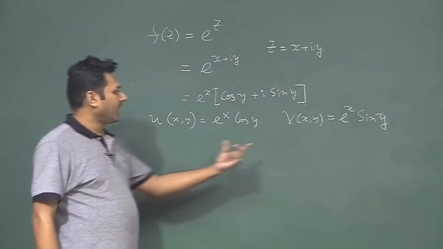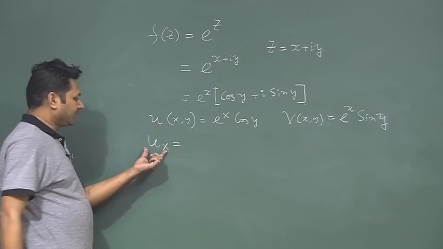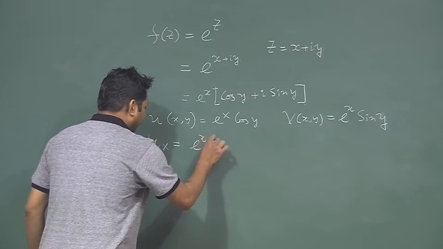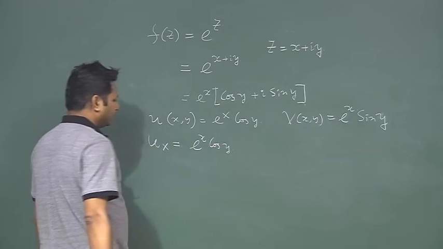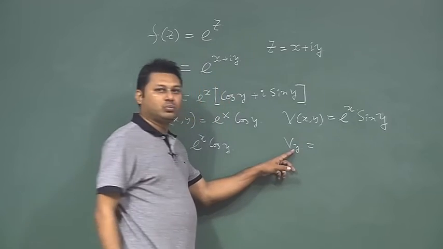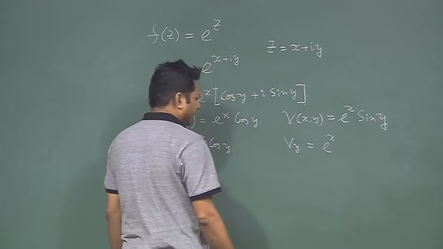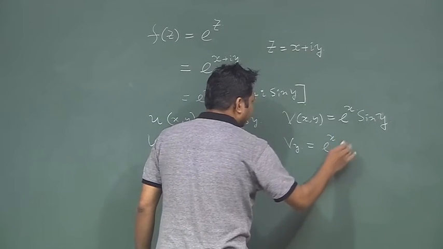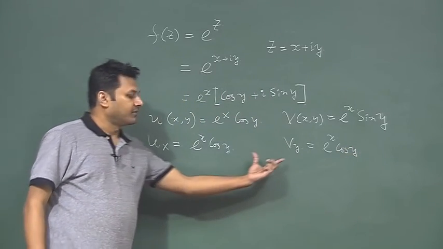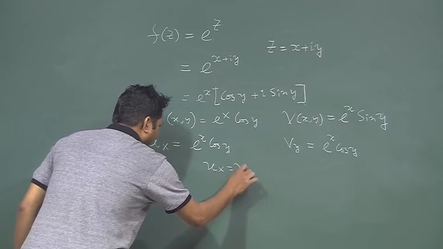When we have u and v in this form, then we are in a position to write what is ux. Ux is a partial derivative with respect to x. If I do it, it will be simply e to the power x cos y. What about vy? Vy is a partial derivative with respect to y. If I do this here, I should have e to the power x sin y differentiated, which is e to the power x cos y, and from here I can write ux is equal to vy.